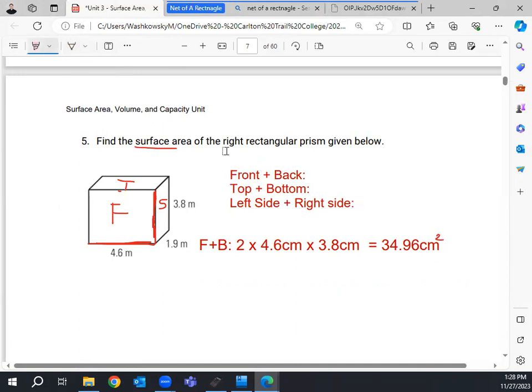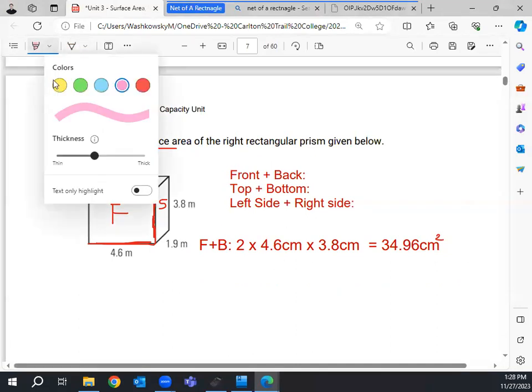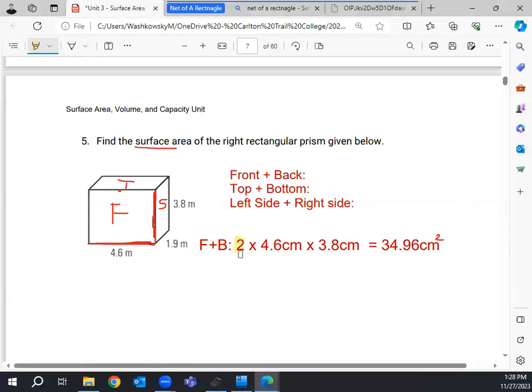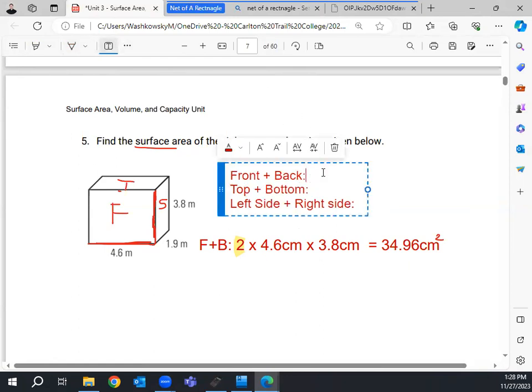The most common mistake you're going to make with this is you are going to forget that 2. You're going to forget to double the side. Some people don't do the 2. They'll just do 4.6 times 3.8 and double it later. That's fine, but you have to keep organized. Organization is really important for this. As long as you know, did I double it yet, yes or no, you're good to go. So my front and my back, I've now established, is 34.96 centimeters squared.